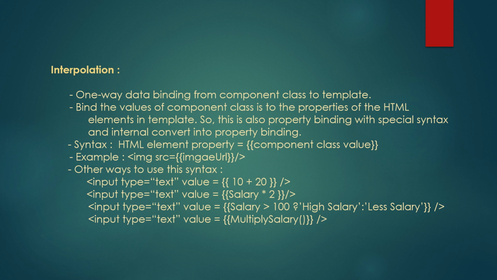For example, img is an HTML element, where src is a property which expects the URL of the image. There we have to write src is equal to, and within double curly braces we need to write imageURL. This is the URL of the image coming from the component class.